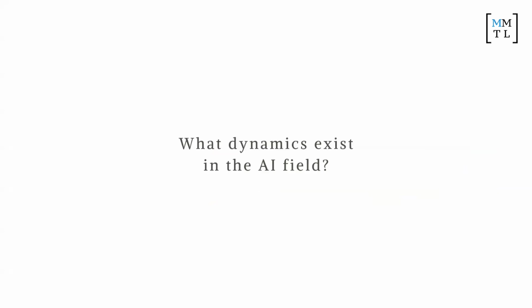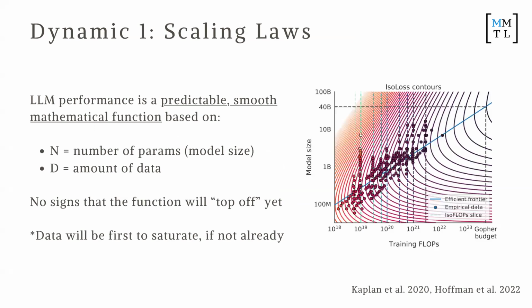All right, so what dynamics exist in the AI field? The first is that there are a set of scaling laws that people have discovered in the last few years, where large language model performance is a predictable, smooth mathematical function that you can model based on only two variables. One is the number of parameters of the model, which is how big the transformer is. If you keep on increasing the size of the transformer, it seems to do better. The second is the amount of data you're training it on. If you keep on feeding it more data, it just keeps on doing better.